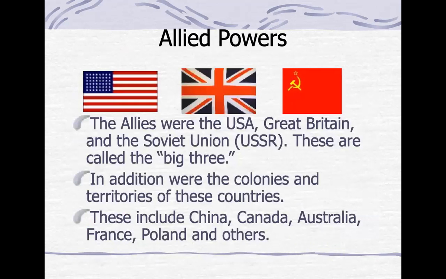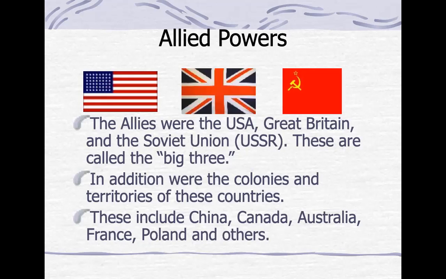Now we're going to look at the Allied powers. So the Allied powers are America, of course, the American flag. The flag in the middle is the British flag, and the flag all the way on the right is the Soviet flag. So the Allies were the USA, Great Britain, and the Soviet Union, USSR, sort of like that. These are called the Big Three because at this point in the world, these three countries had probably the biggest armies. China had a pretty big army too, but we'll get to that in a second.